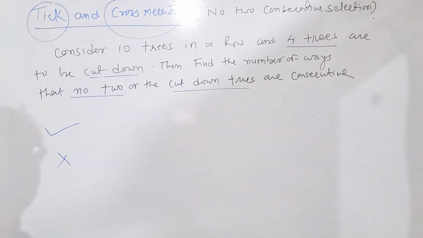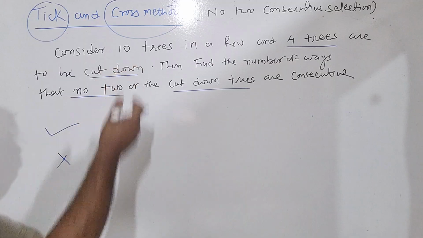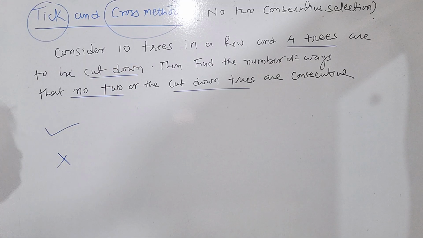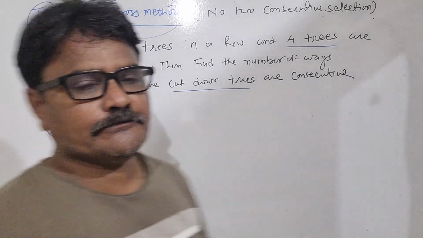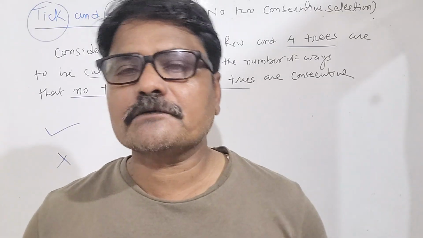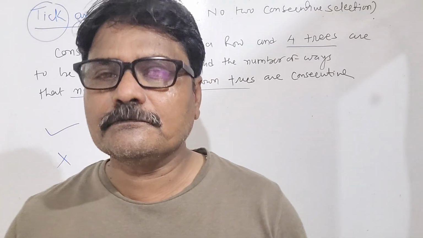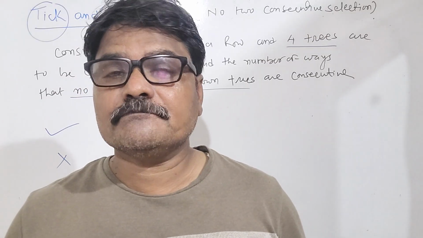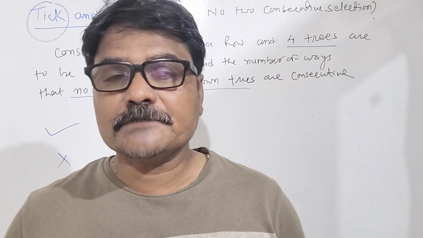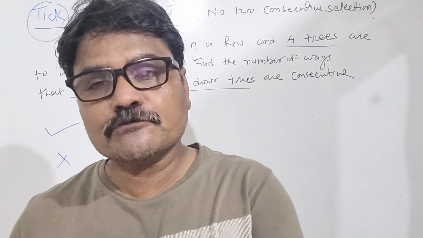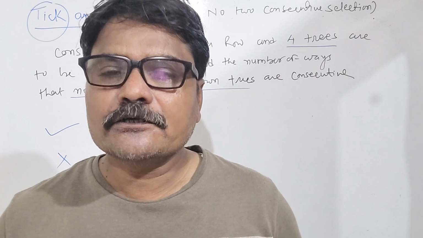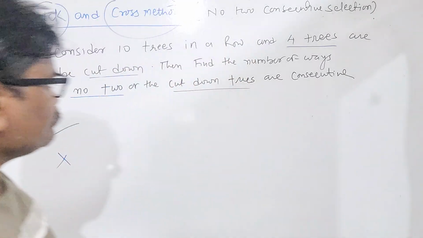So look at this question. Consider 10 trees in a row, and 4 trees are to be cut down. Then find the number of ways that no two of the cut down trees are consecutive. So we have to cut down 4 trees out of the 10 trees which are placed in a row, but no two of the cut down trees must be consecutive. So how to do that?